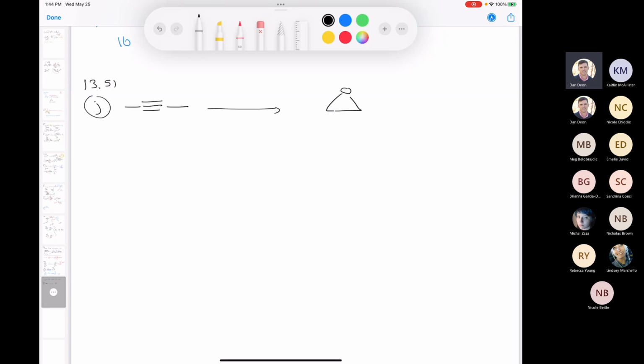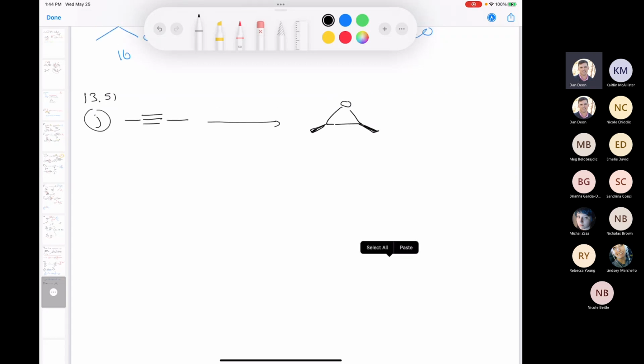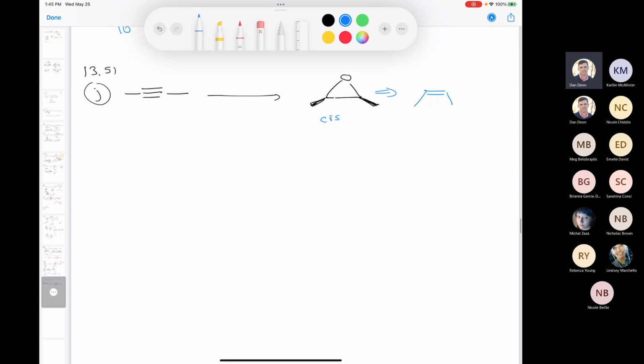So we do this. We have a methyl group coming out and a methyl group coming out here like this. And hopefully you remember that epoxidation is stereospecific. So if we have an epoxide where the two methyl groups are cis to each other, this is cis-2,3-dimethyloxirane. Well, that means that we need to start with the cis alkene. So our retrosynthesis means we have to start with a cis alkene.